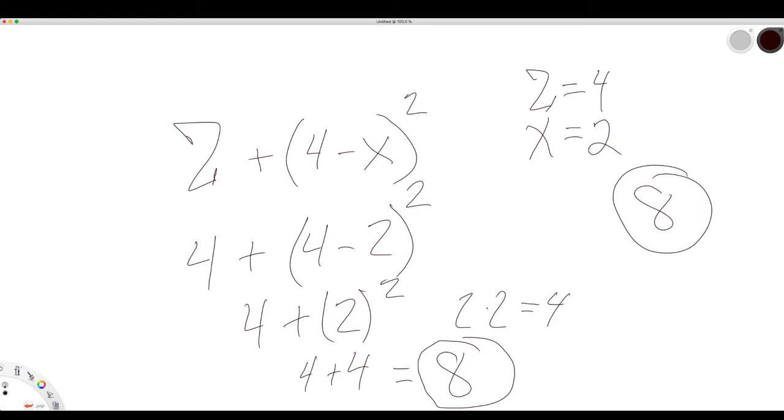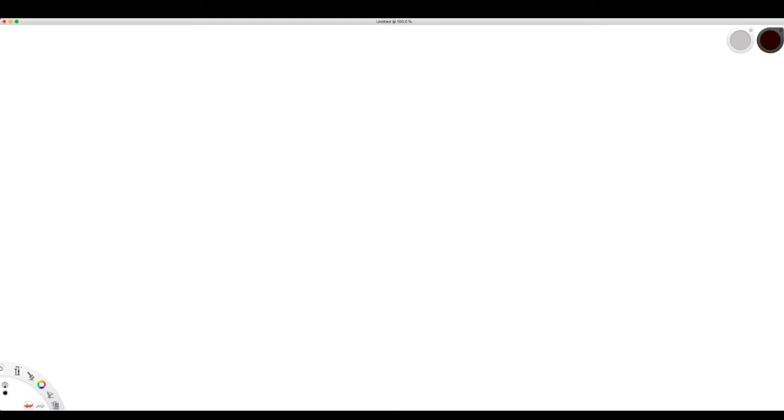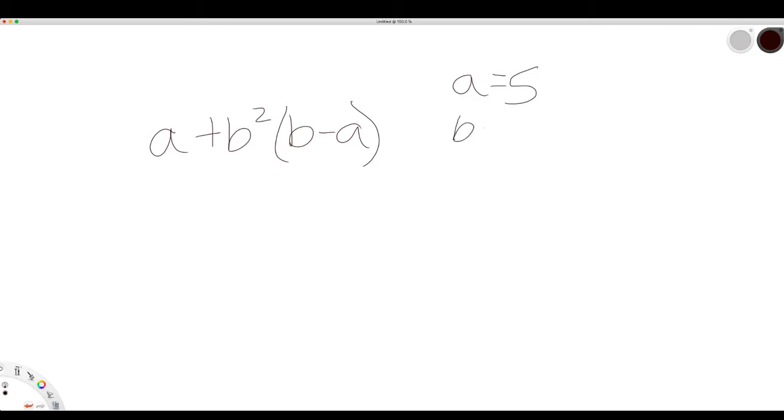Okay, let's take it up just one step, and let's deal with a slightly more difficult, or not really difficult, just more intensive problem. We have the expression a plus b squared, open parentheses, b minus a, close parentheses. And we're told that a equals 5, and that b equals negative 3. So let's solve this expression.